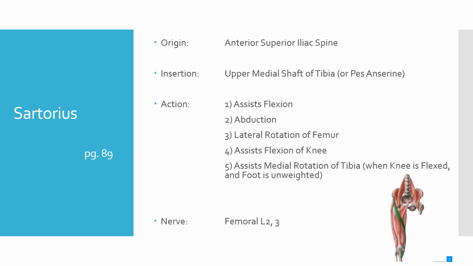5 actions. It assists flexion. It also does abduction, as well as lateral rotation of the femur. It also assists in flexion of the knee. And lastly, it assists in medial rotation of the tibia when the knee is flexed and foot is unweighted. The nerve is femoral L2 and 3.